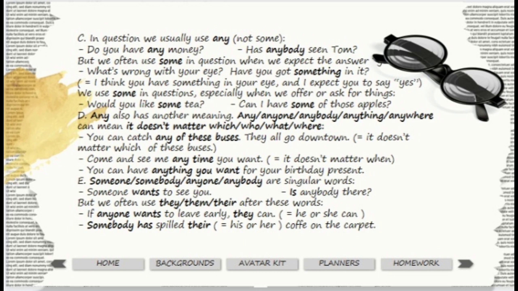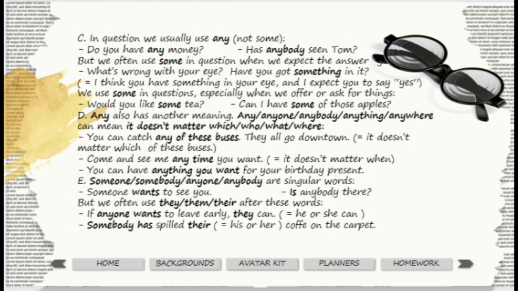So we use some in questions, especially when we offer or ask for things. For example, would you like some tea? And can I have some of these apples?